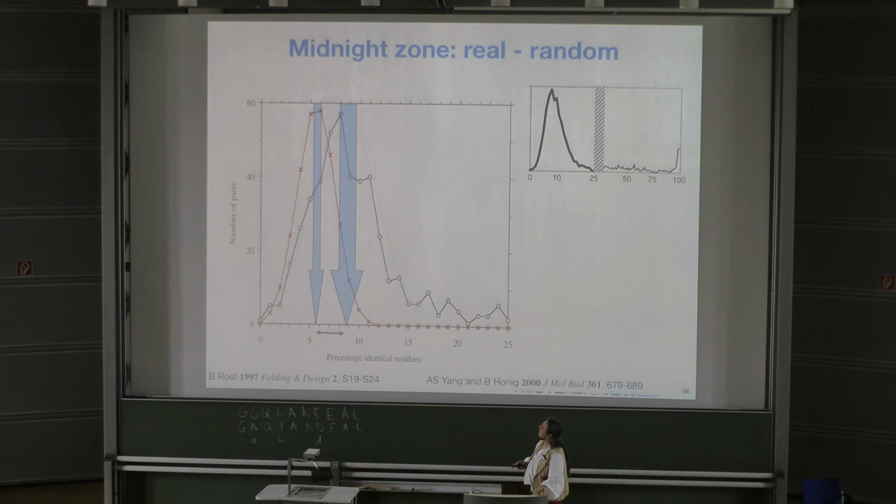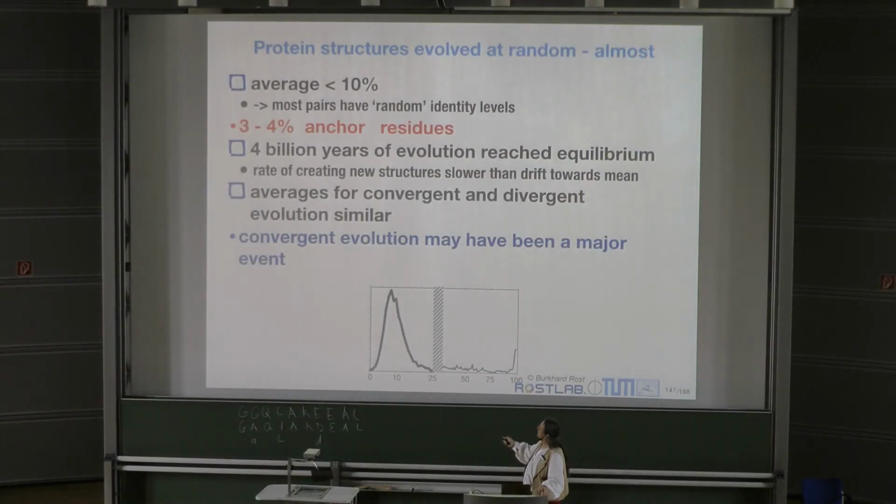Now, the major point here is that down in this midnight zone, we do not have enough sequence signal. So even profile alignments cannot intrude. Most things that we actually possibly would want are down here and we never get them. That's why this is called the midnight zone.